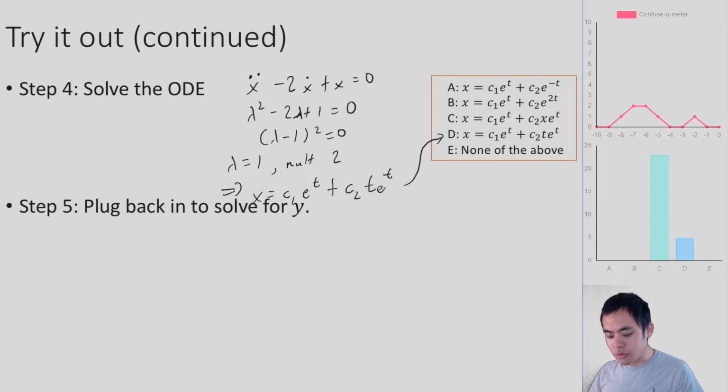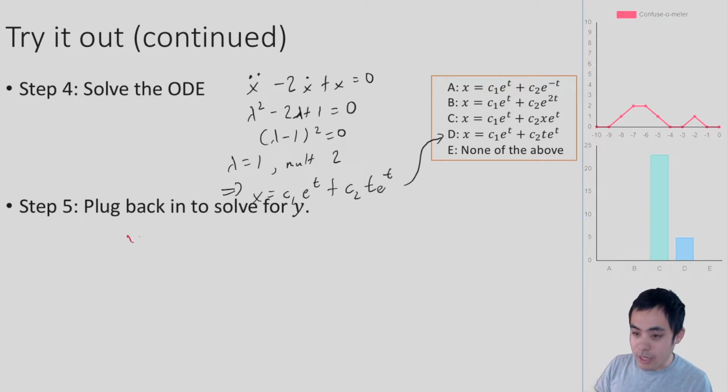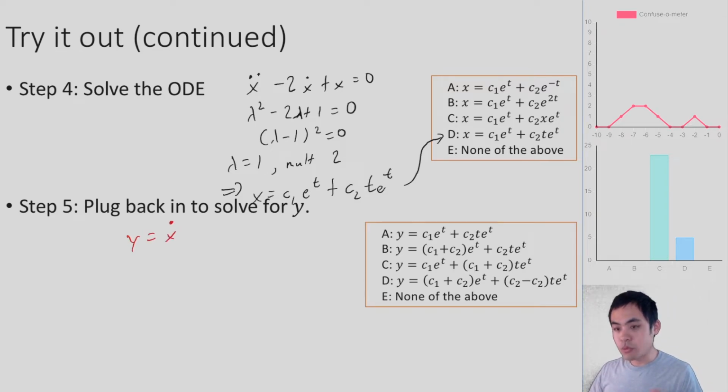And the next thing we do is we just need to plug back in to solve for y. So remember, y is equal to x dot. So what is y equal to? Oh, can you explain that again?